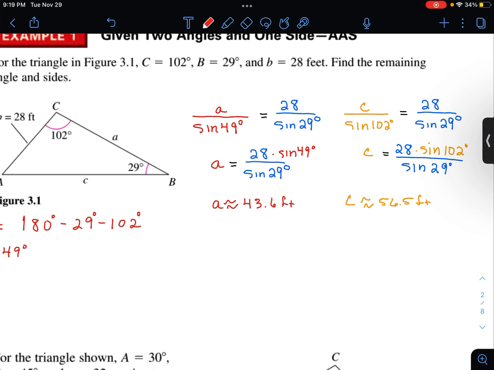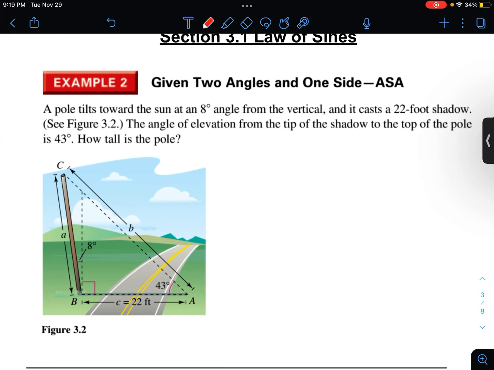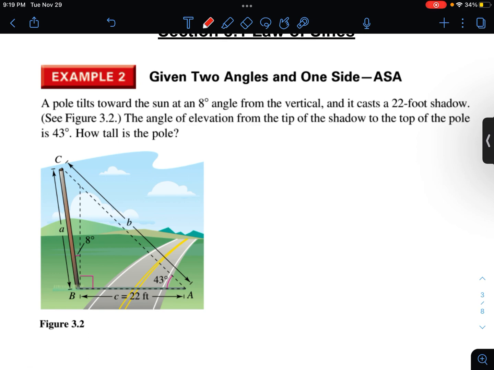So we've taken care of what it asks. We found all the remaining angles, which happened to be just A, and the remaining sides were A and C, and we've solved everything in this triangle. So that would be the triangle relationships of angle, side. We're going to jump down to an application problem where we have angle, side, angle.